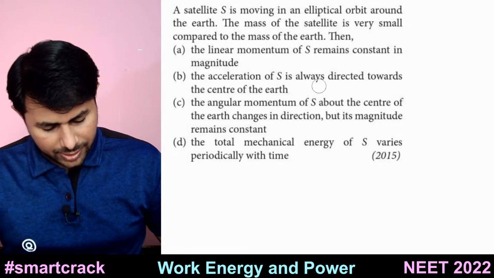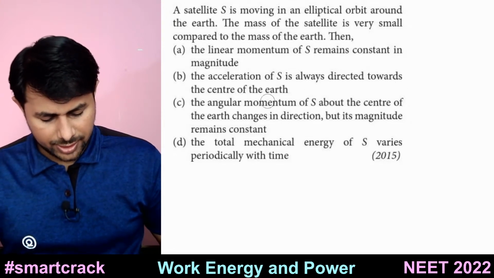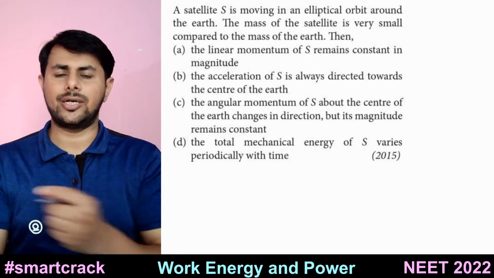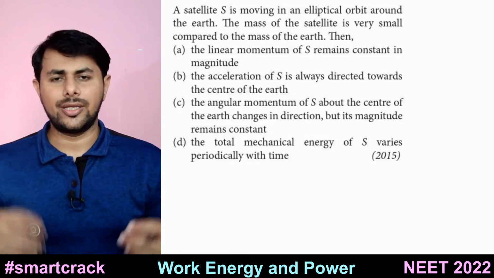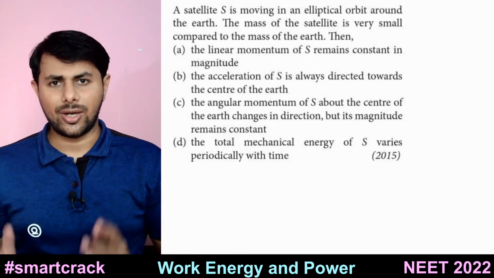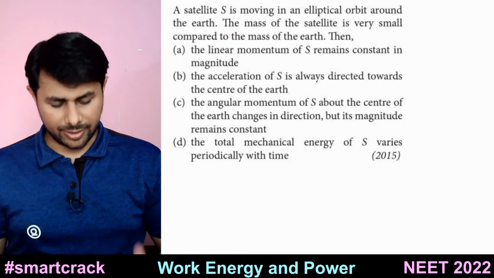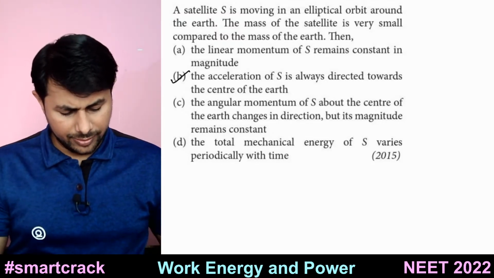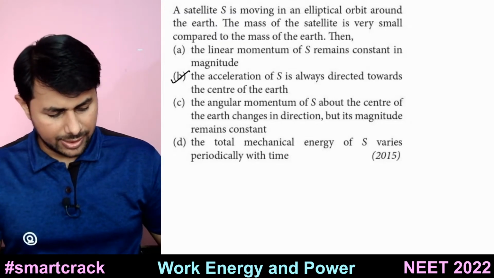The acceleration of S is always directed towards the center of Earth. Yeah, so when a satellite moves around Earth in orbit, there is centripetal acceleration acting on it, which is directed along the radius and towards the center of Earth. So this answer is correct. Option B is correct. Okay, so we need not even look at the other options.